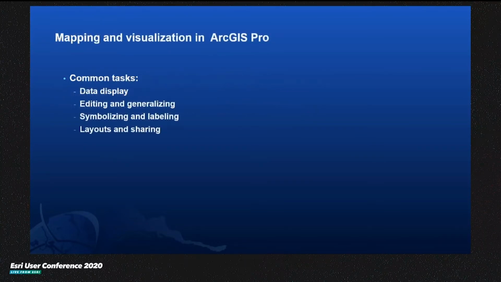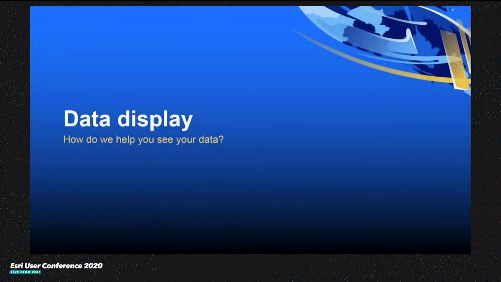Now, for those using ArcGIS Pro specifically for mapping and visualization, the most common types of tasks you would use Pro for are data display, editing and generalizing, symbolizing and labeling, and layouts and sharing. So, let's take a look at some of the tools that Pro offers for completing these tasks. First off, how do we help you view your data?